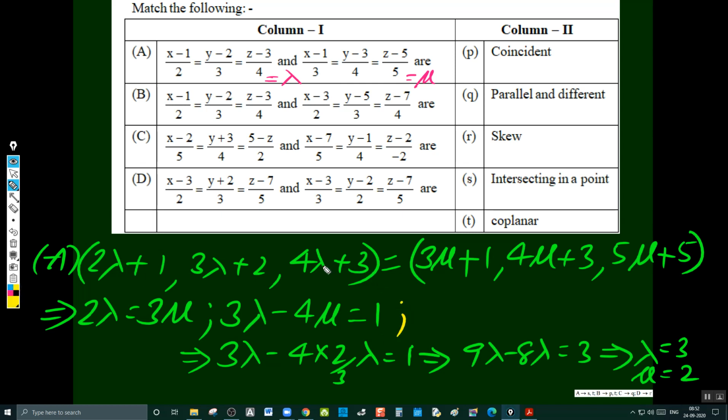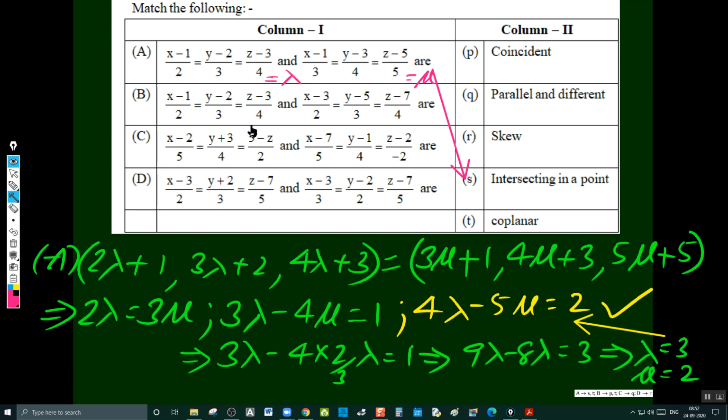Now this one, if you equate, this becomes 4 lambda minus 5 mu must be equal to 2. Check it out, please. Substitute lambda 3 here: 12 minus 10. Perfectly, these two values are satisfying this. And hence there exists a point of intersection, so option A is related to intersecting in a point.